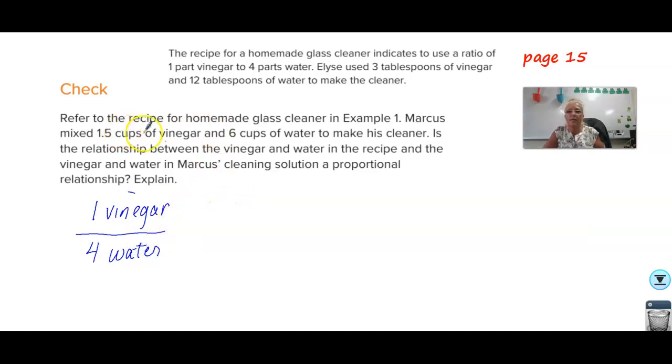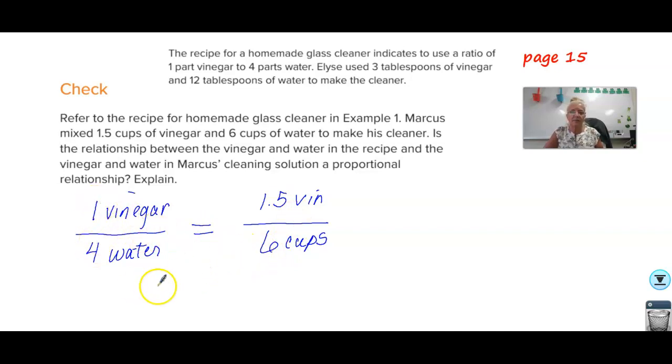Okay, so he's got 1.5 cups of vinegar and 6 cups of water. Okay. Is 6 4 times 1.5? Well, yes, it is. Another thing you can do when you have 2 simple ratios like this and you want to know if they're equal, you can cross multiply them.